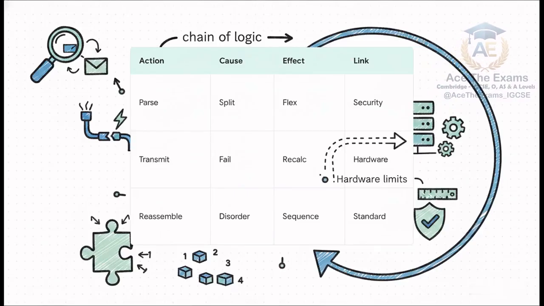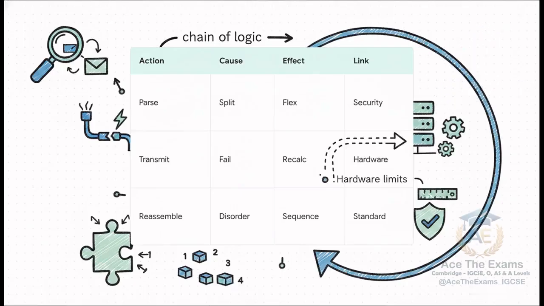If you structure your paragraphs in your exam exactly like this table, stating the action, the cause, the effect, and a cross-topic link, you are practically forcing the examiner to give you top marks for analysis. You're no longer just describing a network, you are dissecting it.